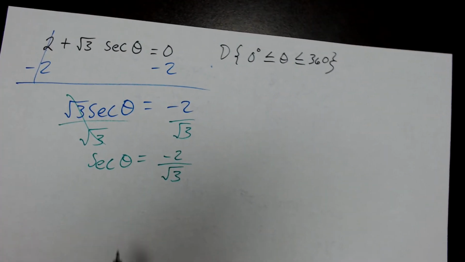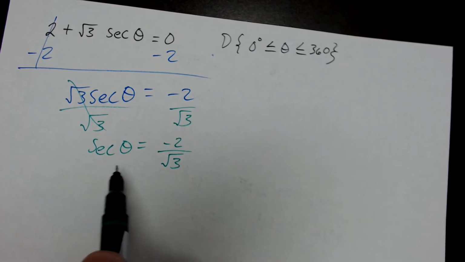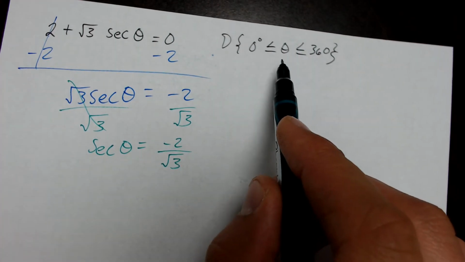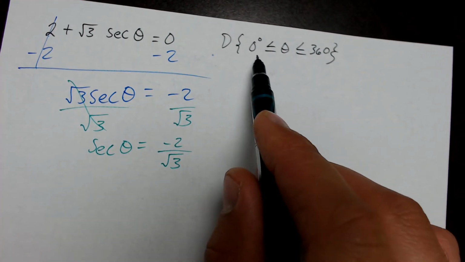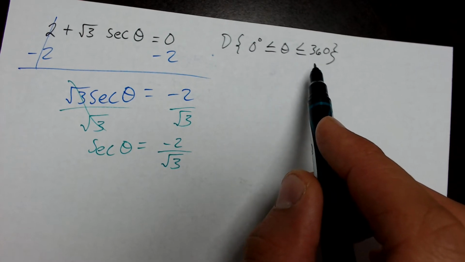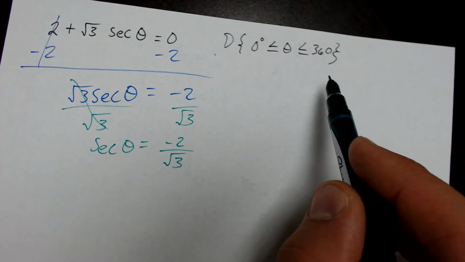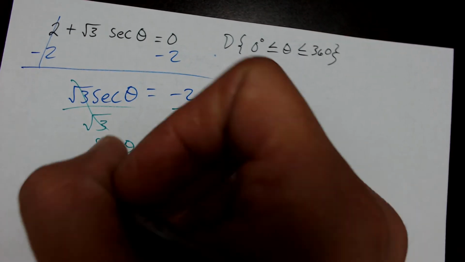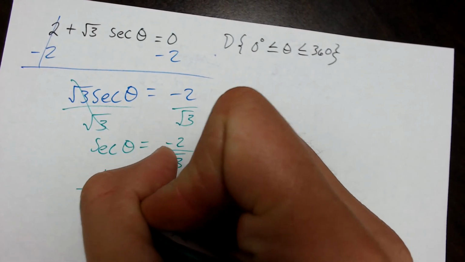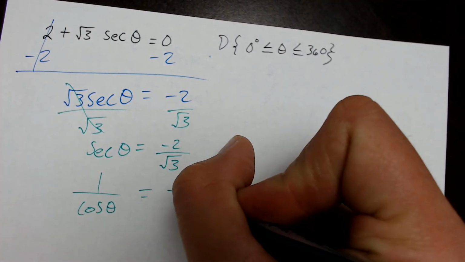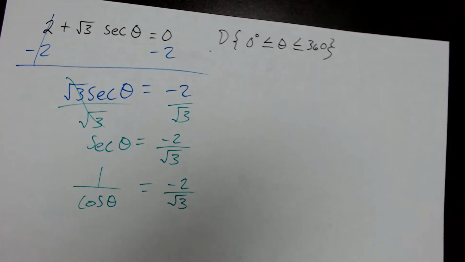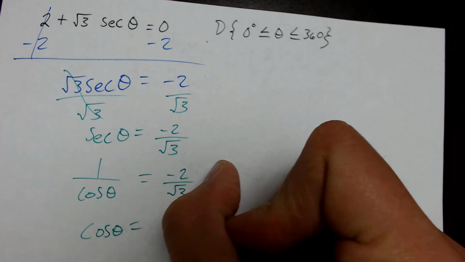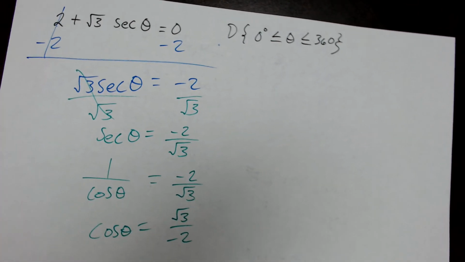And now this is a problem we've seen before. So we have to find the secant of theta at negative 2 over root 3. And then I have this domain saying that theta must be greater than or equal to 0 and less than or equal to 360. So theta is going to be somewhere between 0 and 360 degrees. So let's go to secant. Secant is another way of saying 1 over cosine. So 1 over cosine of theta is going to equal negative 2 over root 3. I can flip this by inverting both sides. So the cosine of theta is going to equal negative root 3 over 2.